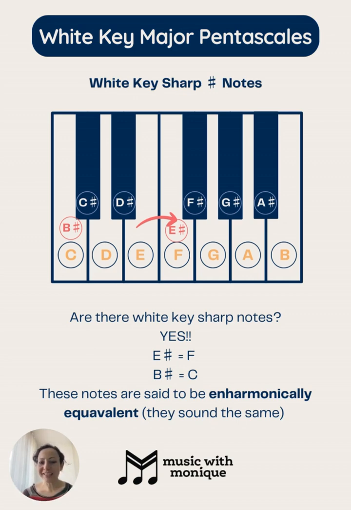Are there white key sharps? The answer is yes. So E sharp is enharmonically equivalent to F, meaning it sounds the same. B sharp, if I circle back, will be enharmonically equivalent to C. So you can go ahead and fill out these note names on your worksheet. Feel free to stop this video at any time and work through anything.